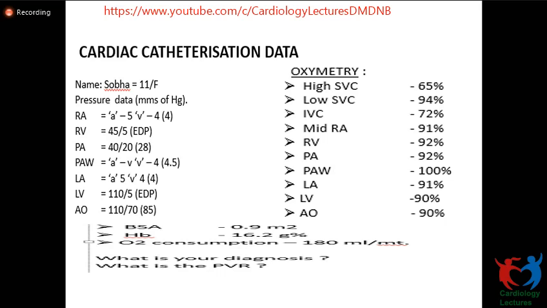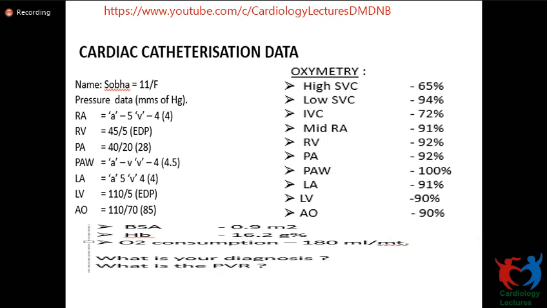Large ASD. Coming to oximetry data, high SVC is 65%, low SVC is 94%. So significant step up of 29% here. IVC saturation is 72%. So that gives a mean of around 67%.